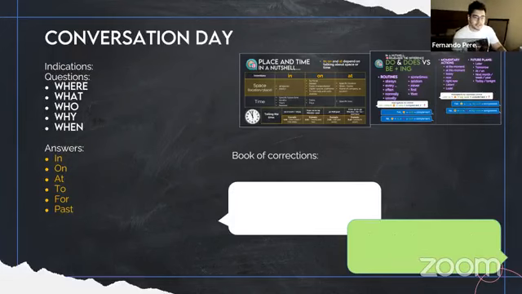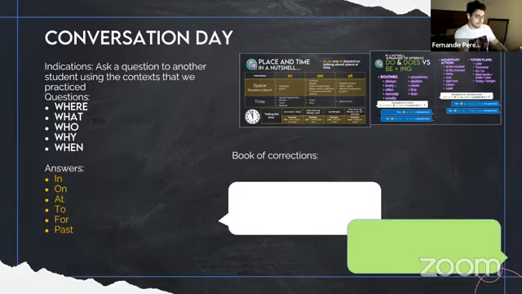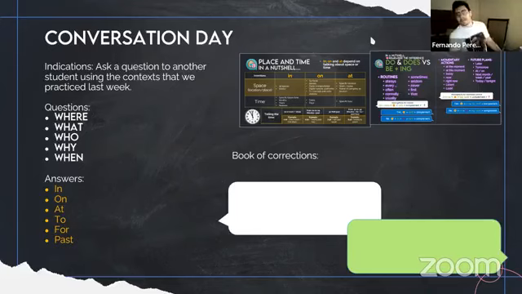One person asks a question and the other person responds. Now, indications. Ask a question to another student using the formulas. No, using the contexts that they practiced last week. Number one, let's start with Val. Ask a question to Karen about her routines.